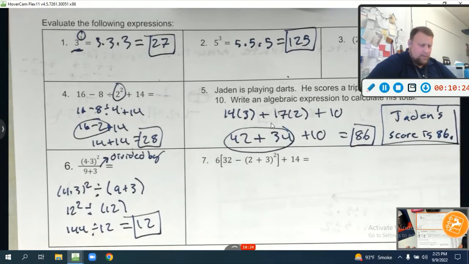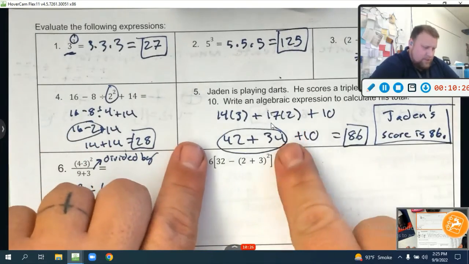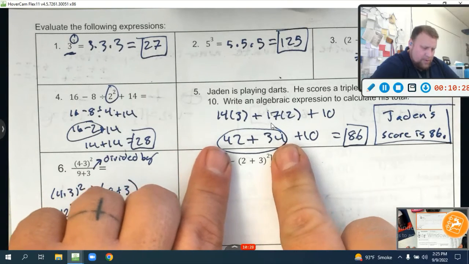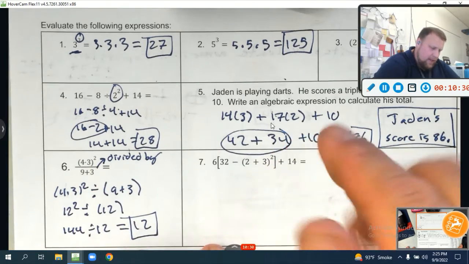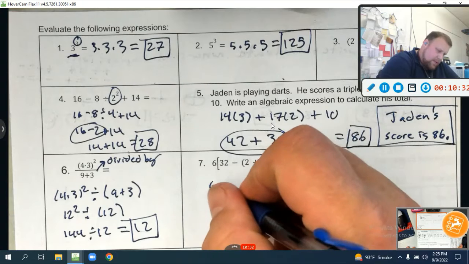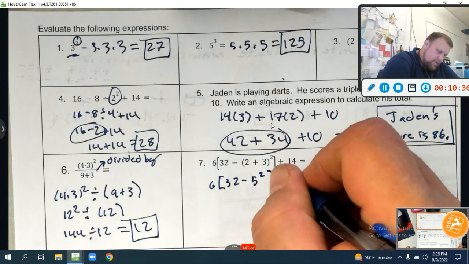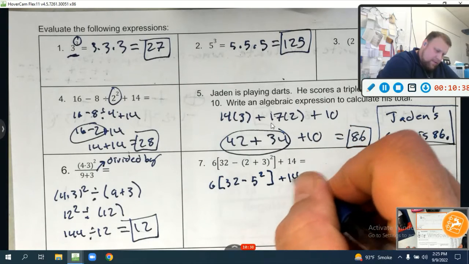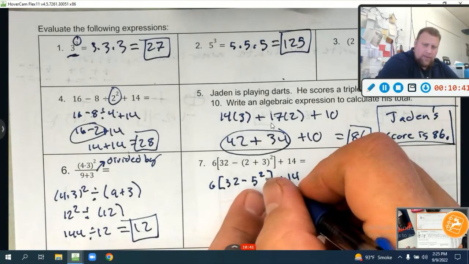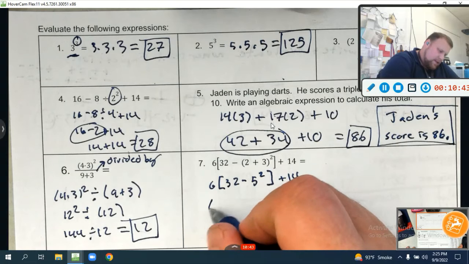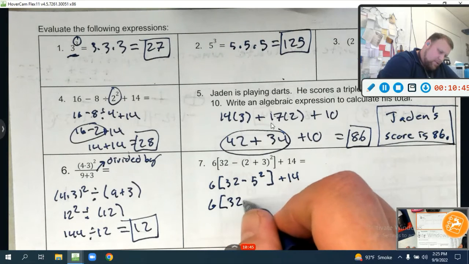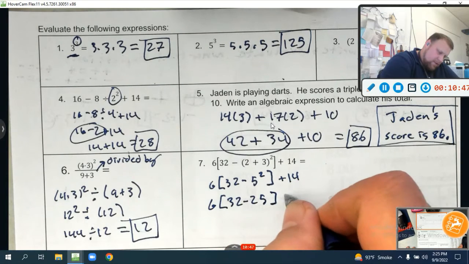And our last one, parentheses first. Look inside the parentheses, more parentheses, do those first. 2 plus 3 is 5. So we're left with 6 times 32 minus 5 squared plus 14. 5 squared is 25. We do parentheses first, then exponents. 6 times 32 minus 25 plus 14.